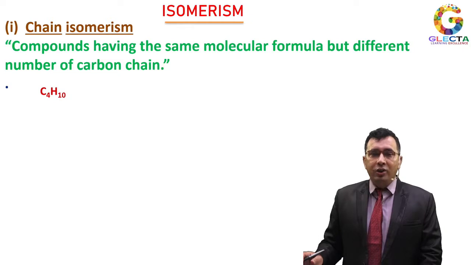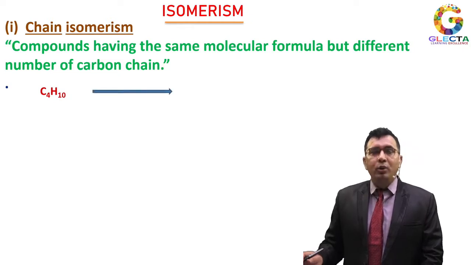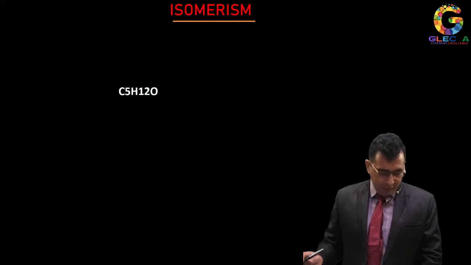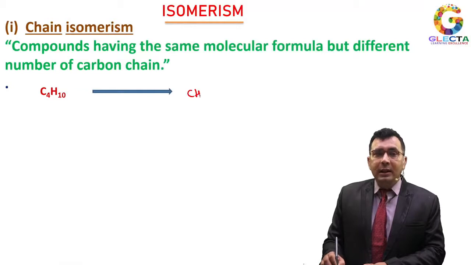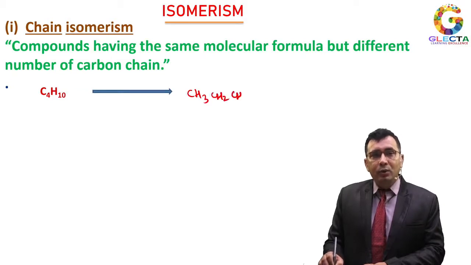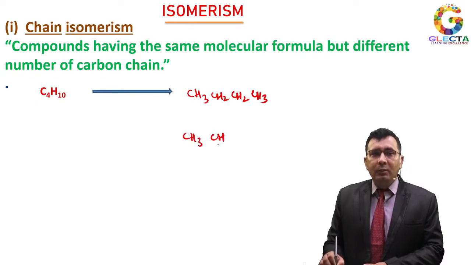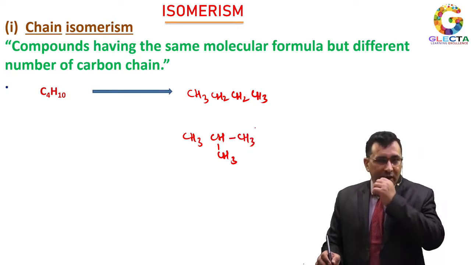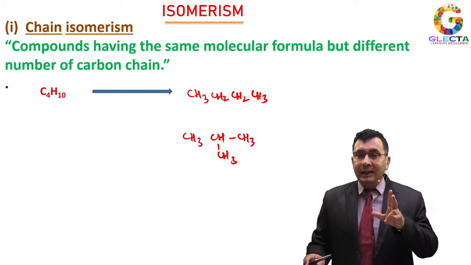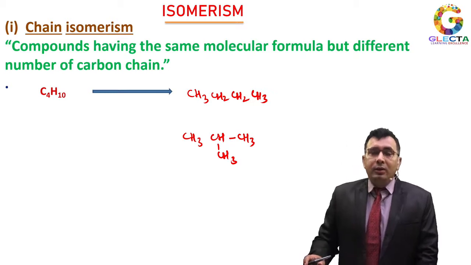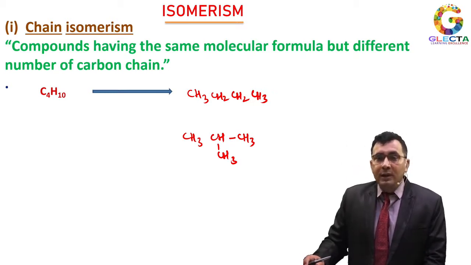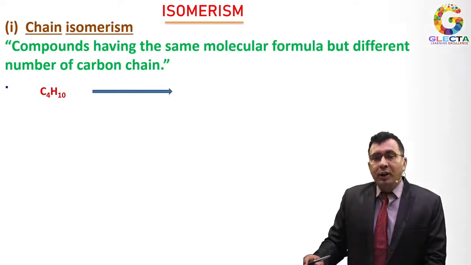Suppose we have C4H10. How will you draw the structure of C4H10? We can draw it like this. It may be butane, CH3, CH2, CH2, CH3. Or it may be CH3, CH, CH3, and CH3, 2-methylpropane. In the first one there are 4 carbons in the main chain, and in the second there are 3 carbons in the chain. So these 2 compounds having the same molecular formula C4H10 are chain isomers of each other.